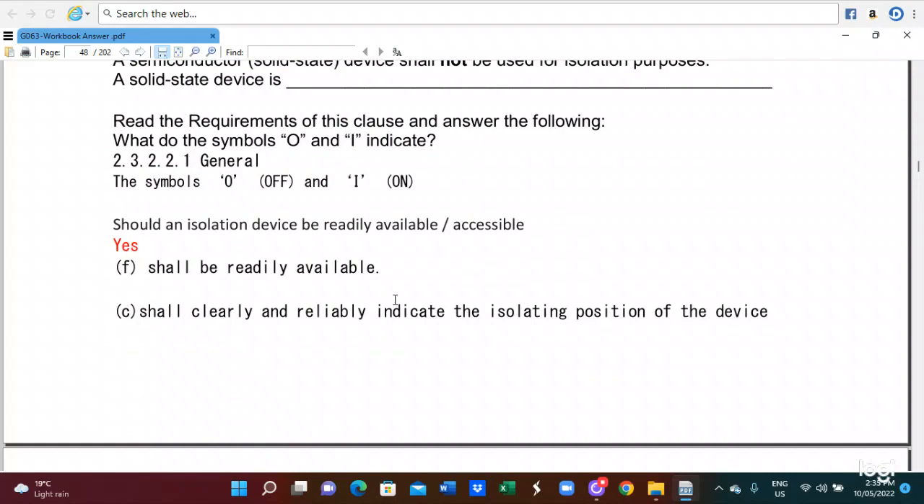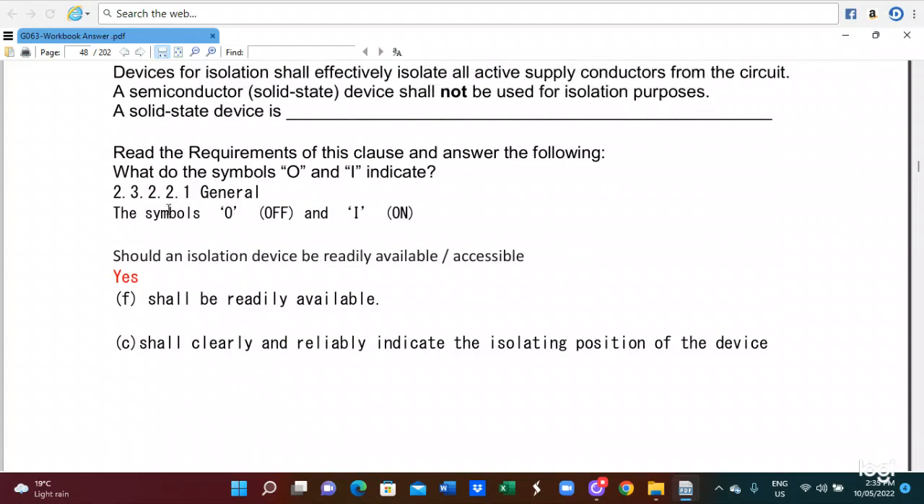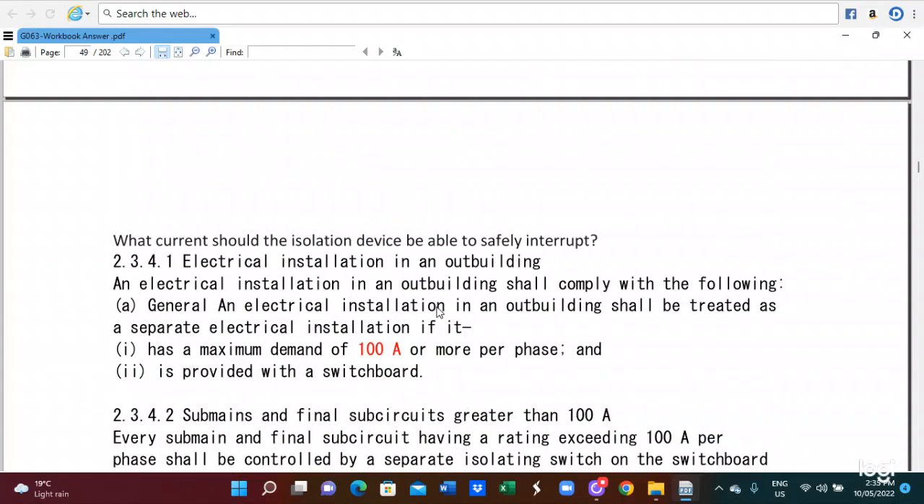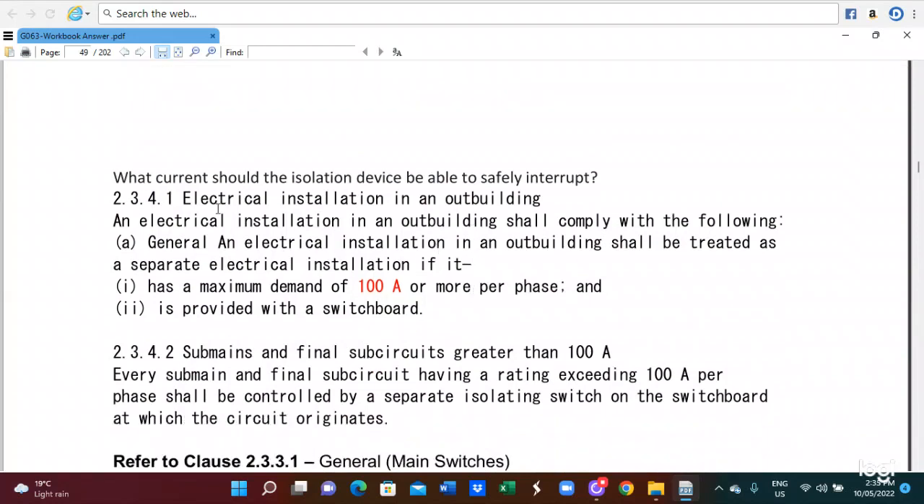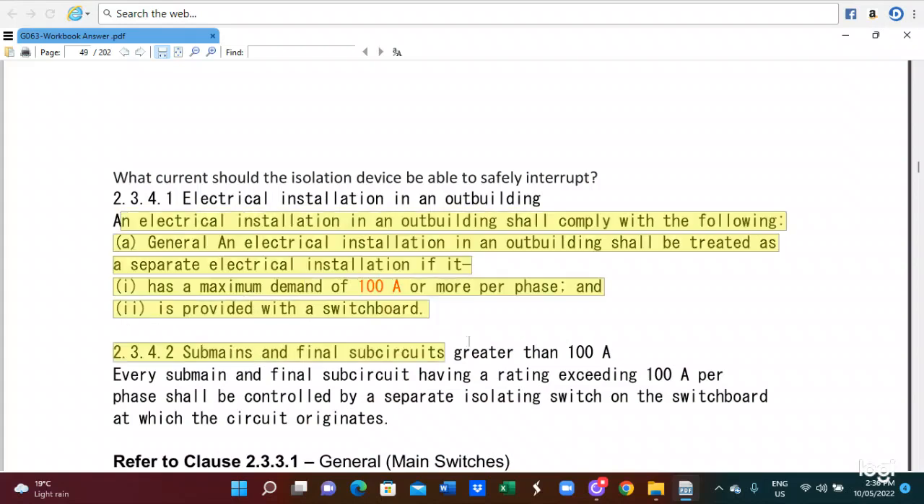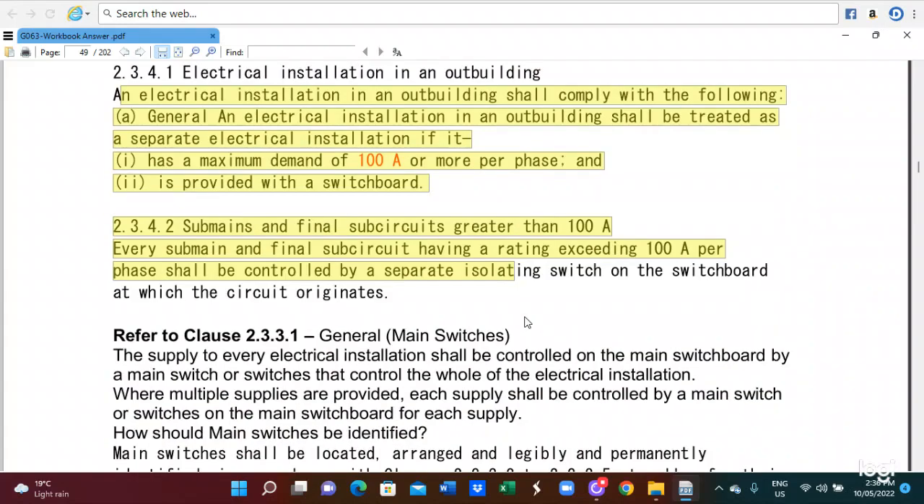Should the isolation device be readily available and accessible? The answer is yes, because it shall be readily available, as per the clause 2.3.2.1.1. What current should the isolation device be able to safely interrupt? In this case, we refer to 2.3.4.1, electrical installation and outbuilding. They mention the maximum demand current.